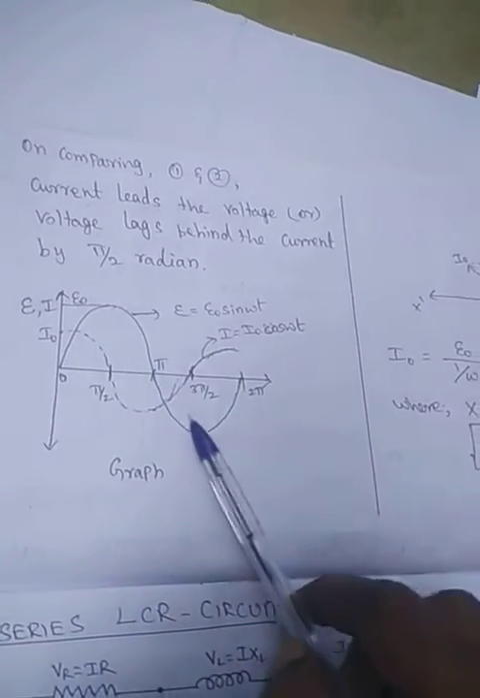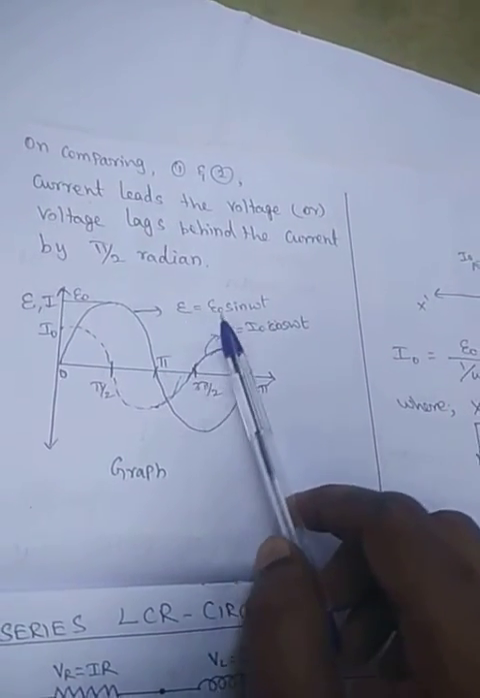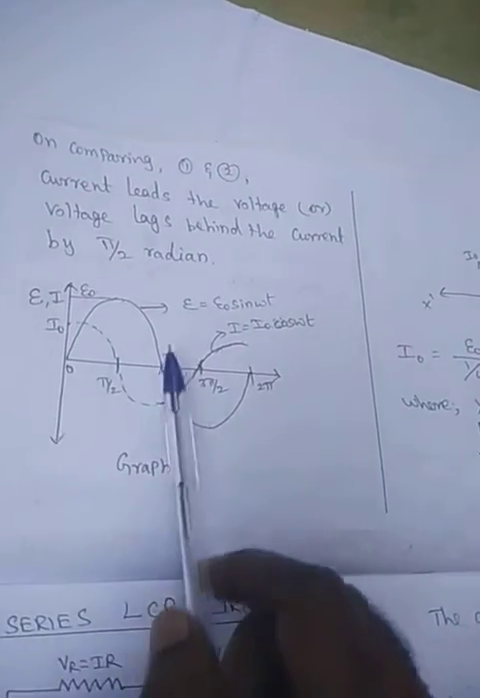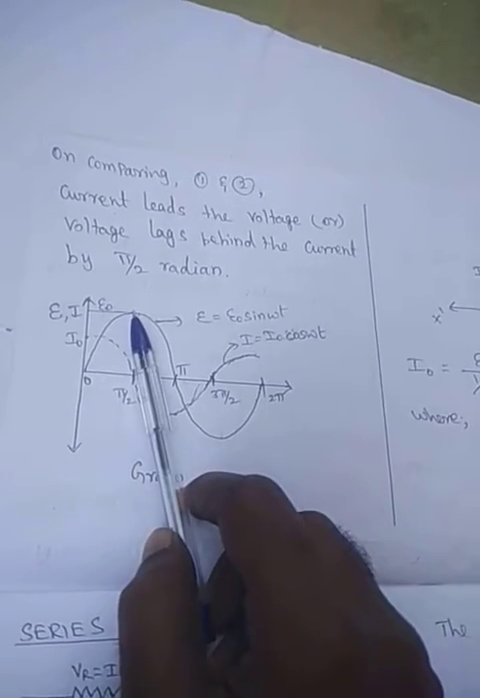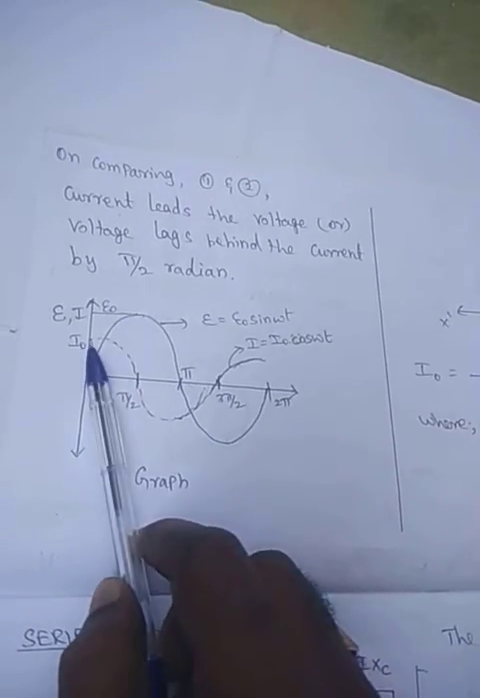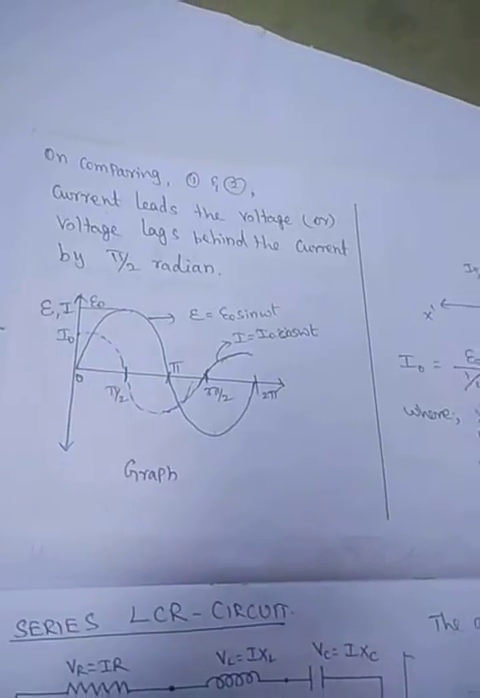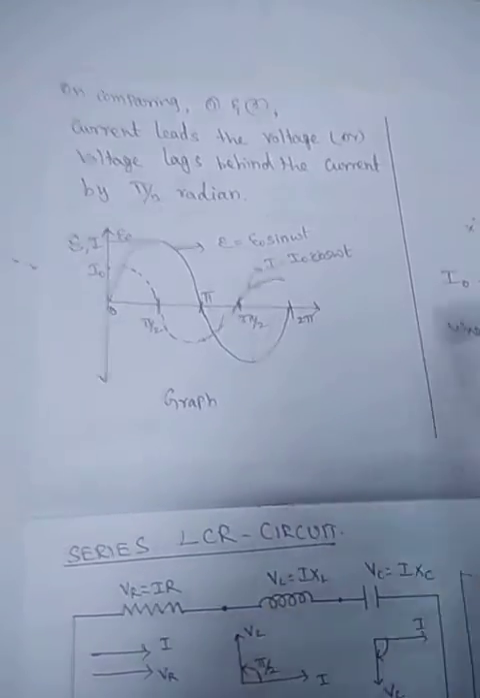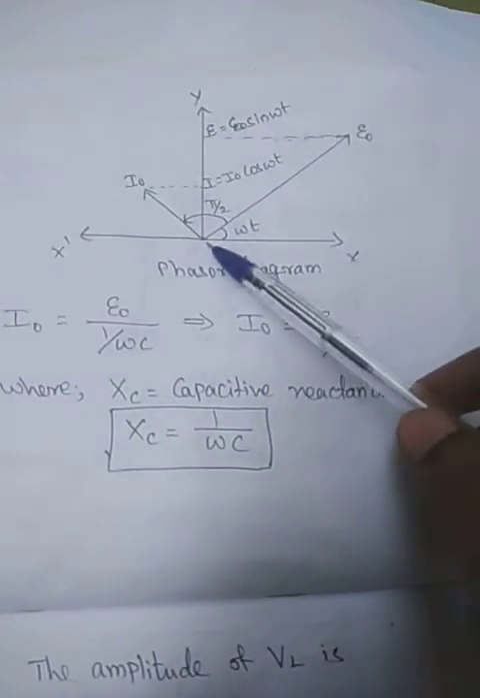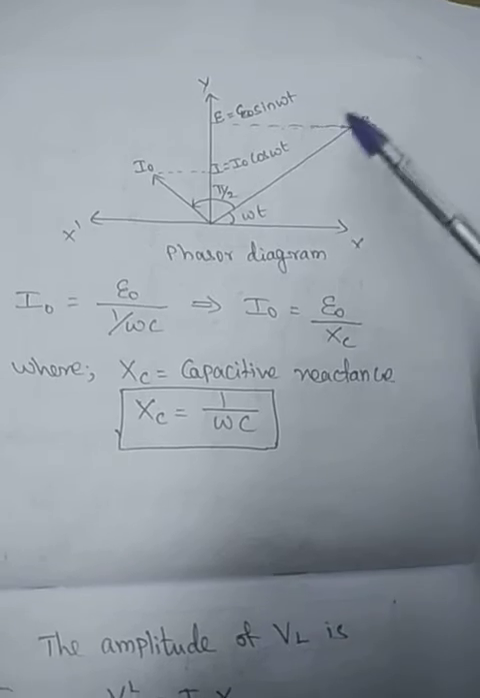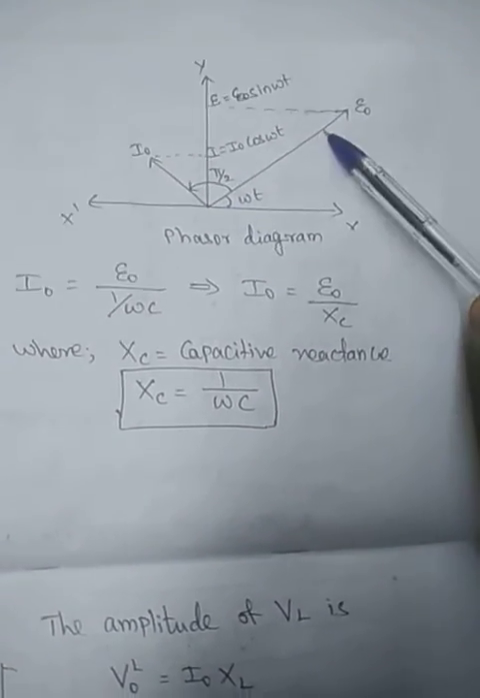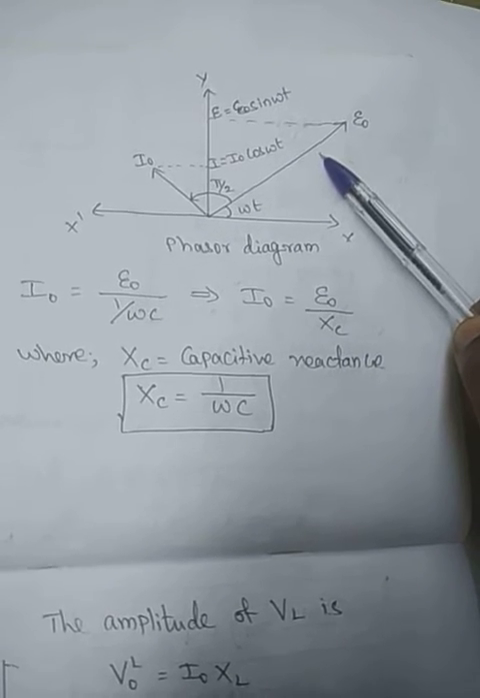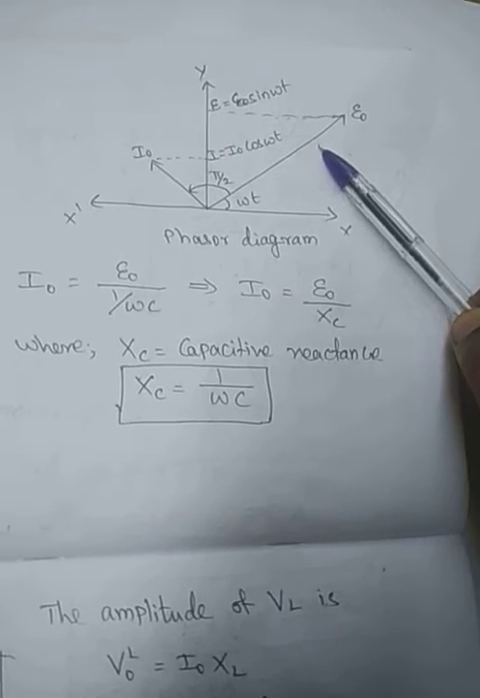This is the usual alternating EMF graph, E0 sin omega t. This is the maximum peak value of the EMF, the EMF amplitude E0. Then this is I0, the current amplitude. We can draw the phasor diagram for the capacitor like this, because this is the EMF direction. For a pure resistor, the current and the EMF are in the same direction, in the same phase. The angle between them is 0, so we draw the same line.